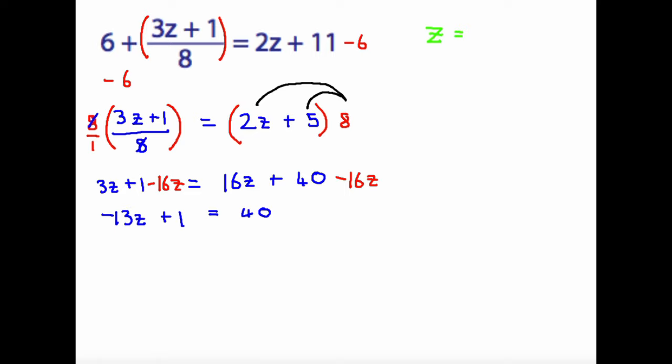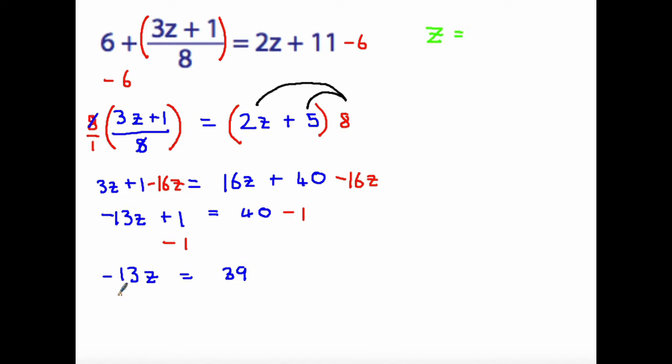Okay. So on this side, I want the z to be by itself, so I want this 1 to go away. So I'm going to subtract 1 here, and I'm going to subtract 1 here. So what will happen is I'll have negative 13z equals 40 minus 1 is 39.